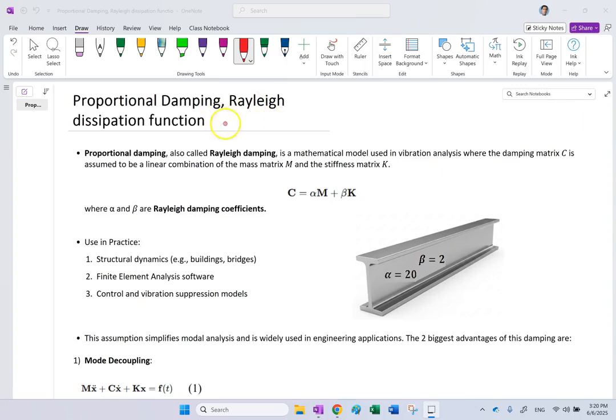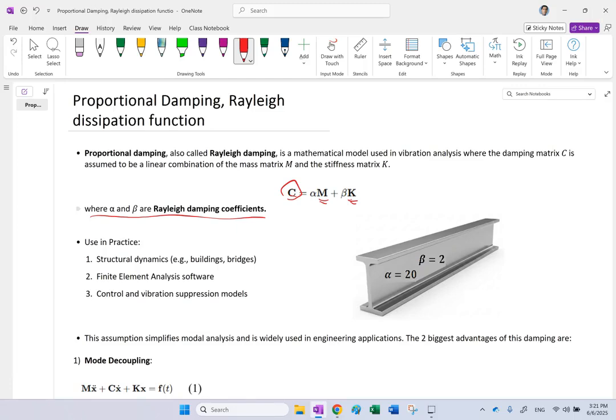So what are they? The first one, which is called proportional or Rayleigh damping, is a model where you assume that the damping matrix of the system is proportional to the mass matrix of the system and the stiffness matrix of the system. So C can be written as alpha times M plus beta times K, where alpha and beta are called Rayleigh damping coefficients. Okay, and these are numbers that you can experimentally determine.